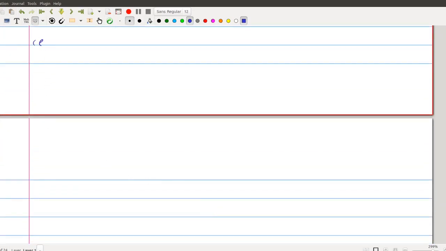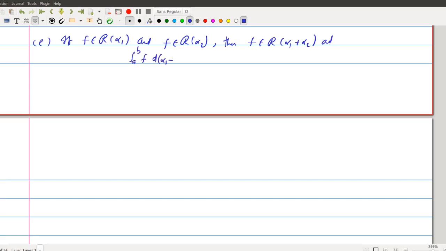The e part says that if f belongs to R alpha 1 and f belongs to R alpha 2, where we have two monotonically increasing functions alpha 1 and alpha 2, then clearly f belongs to R of alpha 1 plus alpha 2, and the corresponding integral, the integral a to b f d(alpha 1 plus alpha 2), can be considered as the integral a to b f d alpha 1 plus the integral a to b f d alpha 2.